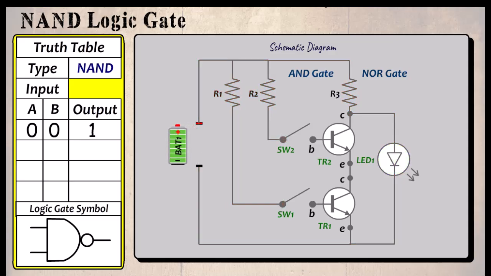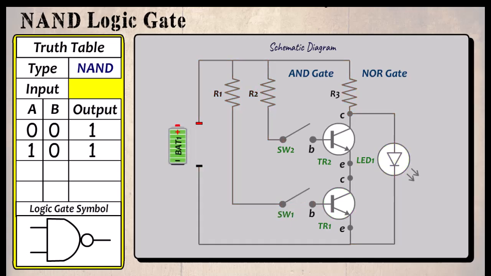Let's run through this again, but close SW1. TR1 is switched on and TR2 is off. Again, when the current reaches the collector of TR2, the path taken is again through the LED and the LED lights. So when the input is 1 and 0, the output is 1.